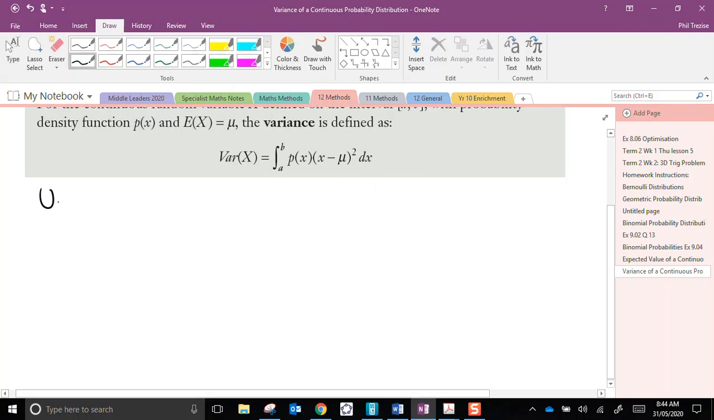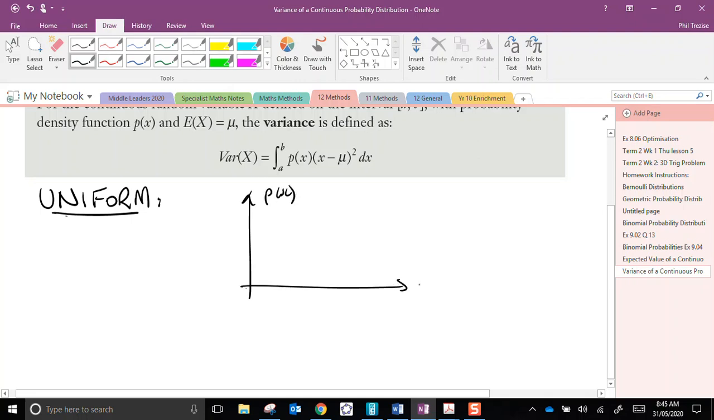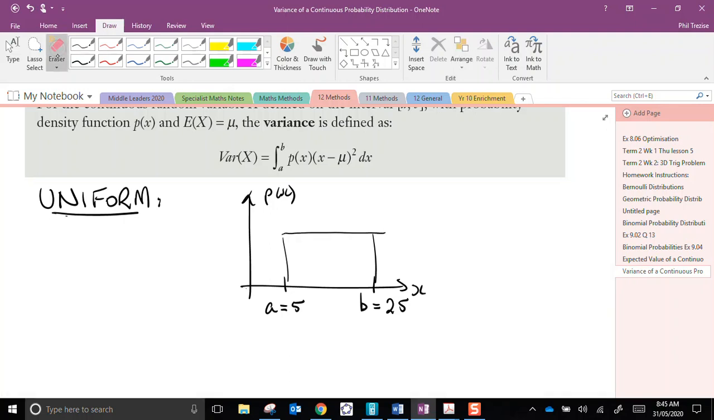So let's first start, as we did last time, with a uniform distribution. Now, let's just make this up as we go along. This will be the value of the probability density function. This will be the value of the continuous variable x. Let's say that the lower limit a equals 5 and the upper limit b equals 25. Now, as a uniform distribution, all the probabilities are equal, so we have a nice little rectangular line there. Just tidy that little corner up a bit.